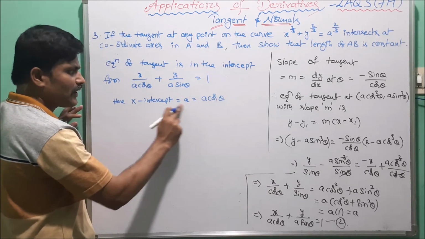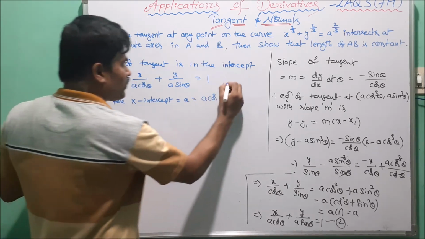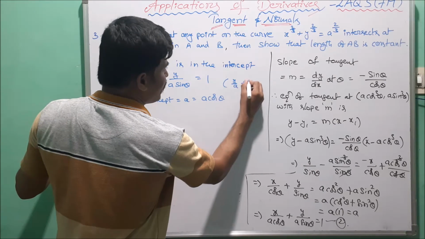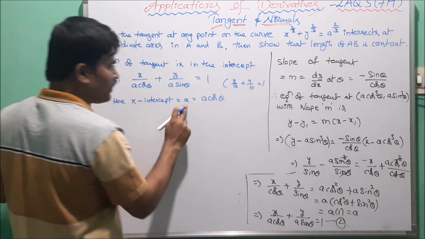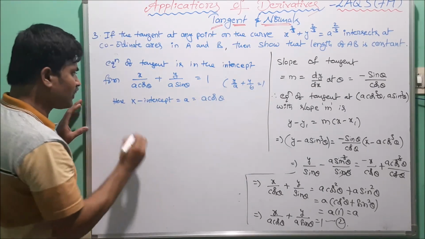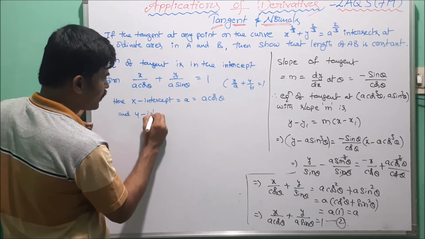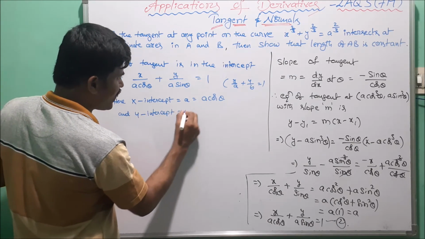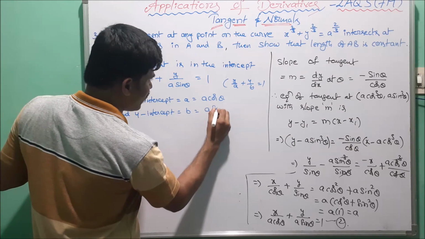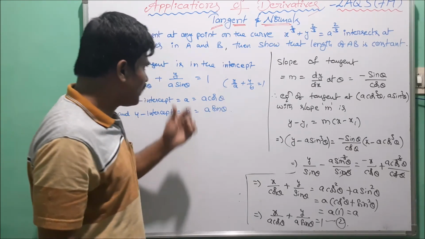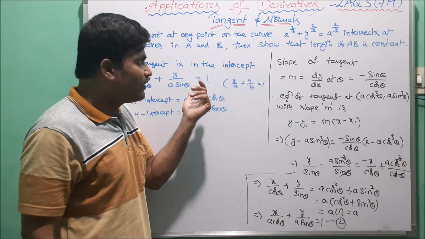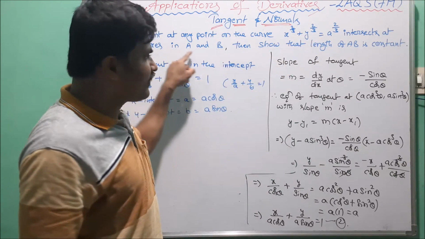Generally x-intercept can be taken as a. So this is the form x by a plus y by b equal to 1. Here a means x-intercept equal to a cos theta. Similarly, y-intercept equal to b equal to a sin theta. Now clearly this tangent line intersects the coordinate axes at a and b.